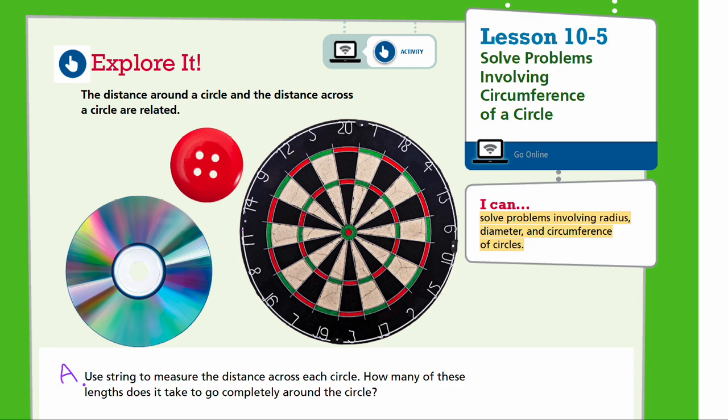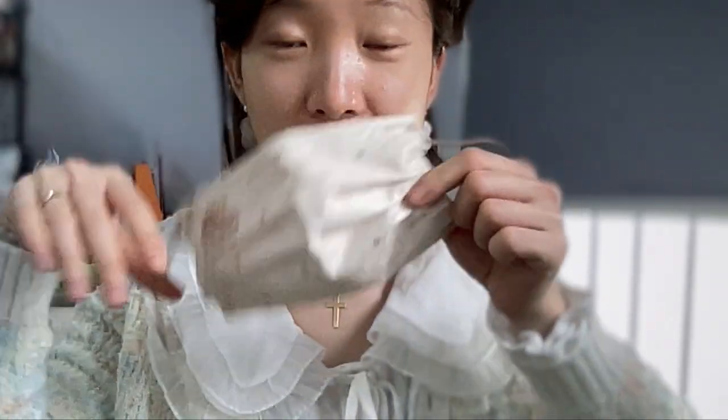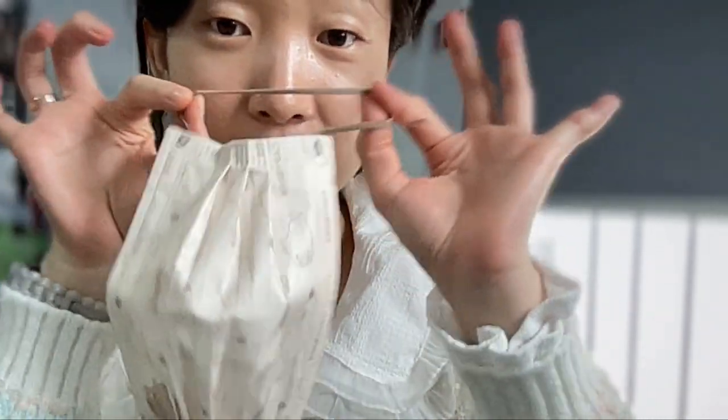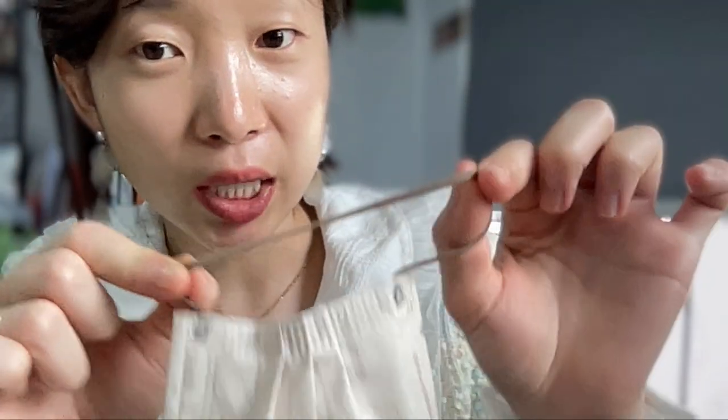Well, I have a mask and I have a string here. So I'm going to use this string to measure each circle on my screen. You could find a string anywhere. If you also have a mask, you could use that one.